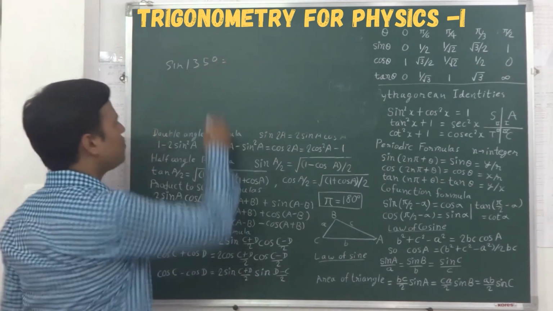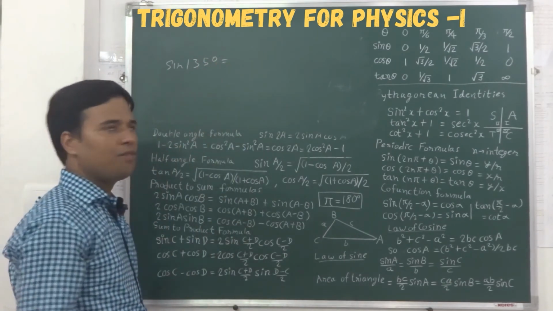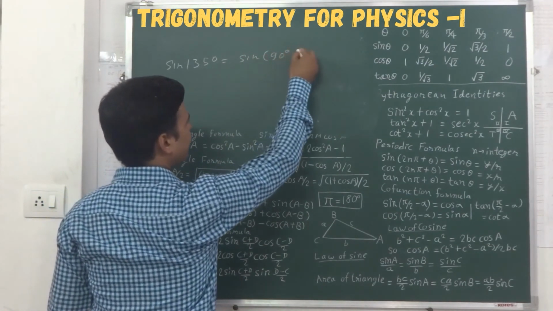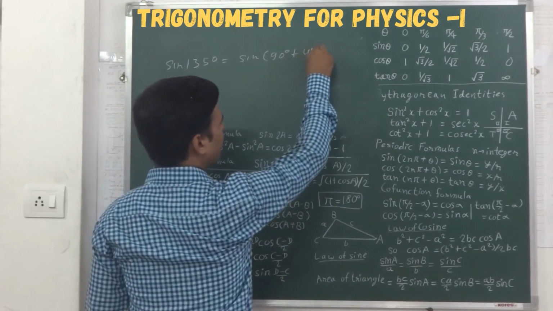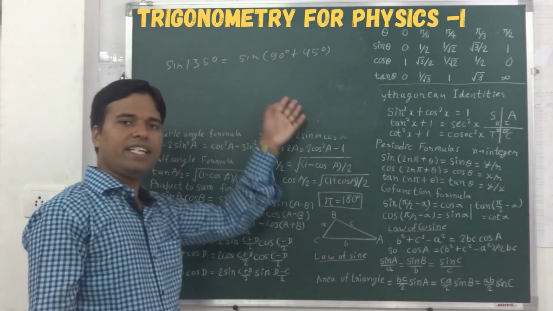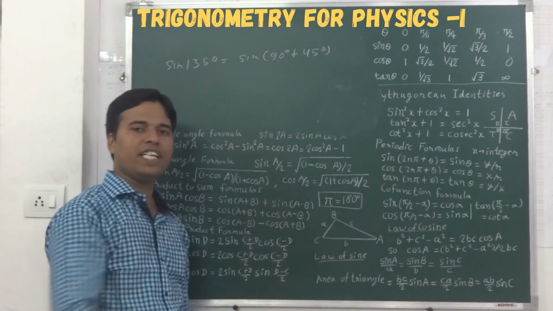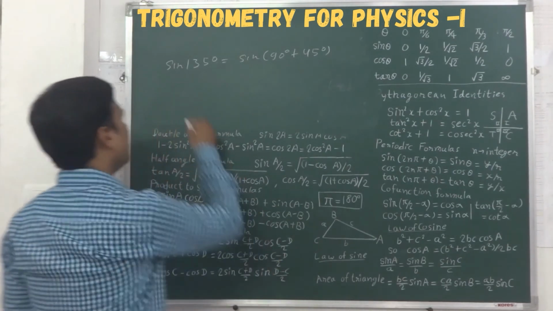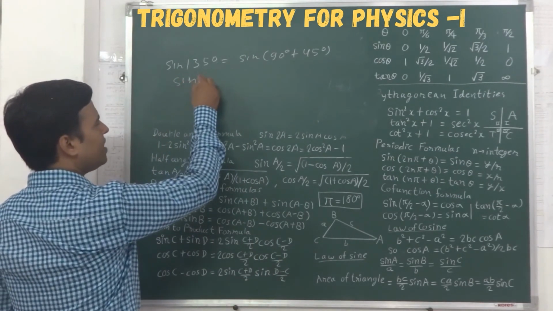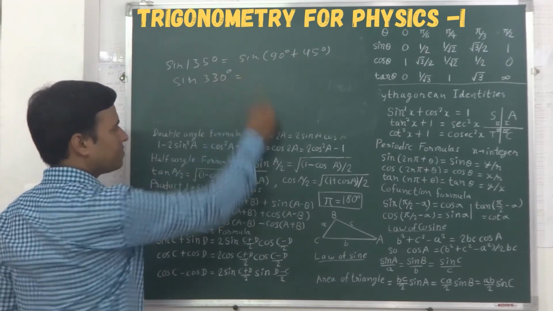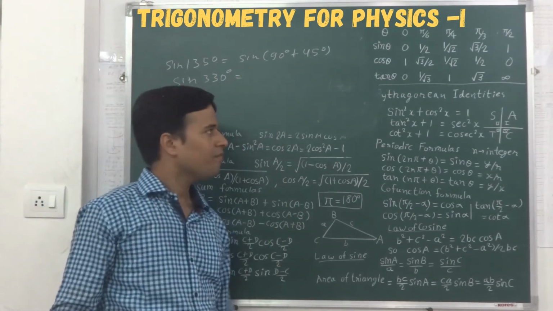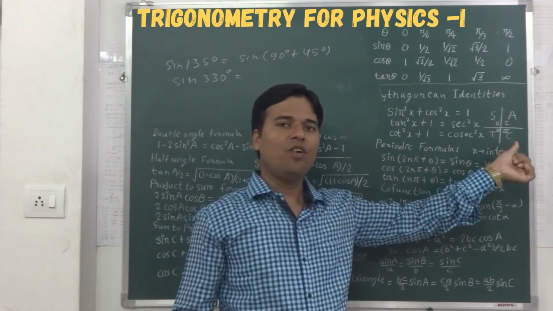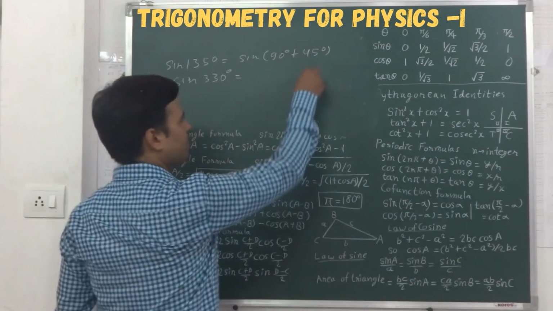What will you do if you have to find out the value of sine of 135 degree? You will use the summation formula for sine of a plus b. So sine of 90 degree plus 45 degree. Expand it in your own way and you can solve it easily and find the value of sine of 135 degree. If you have to find out the sine of 330 degree, you don't know its formula, then this concept will come out as your only method.